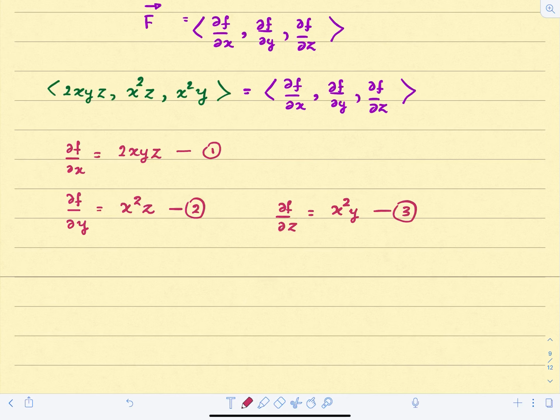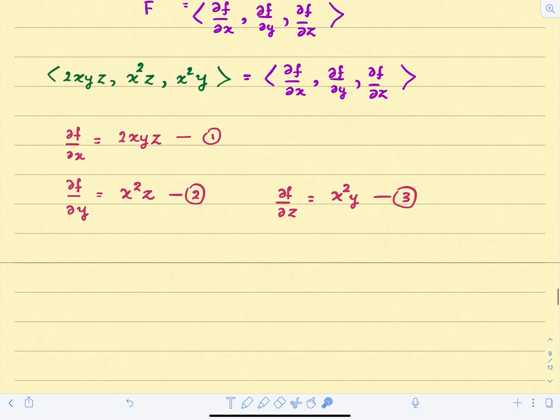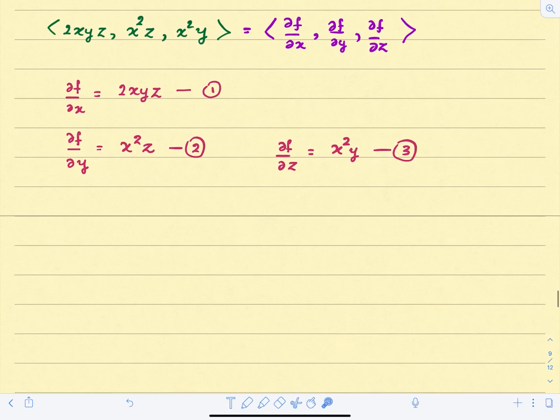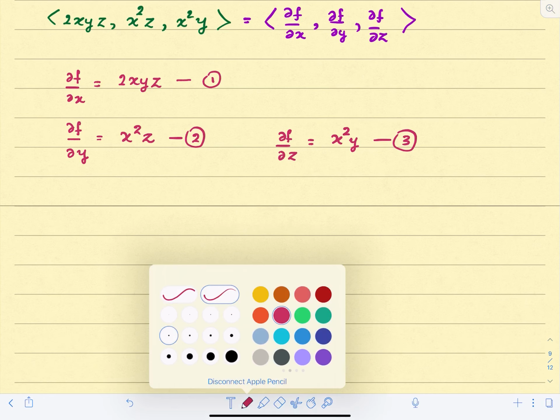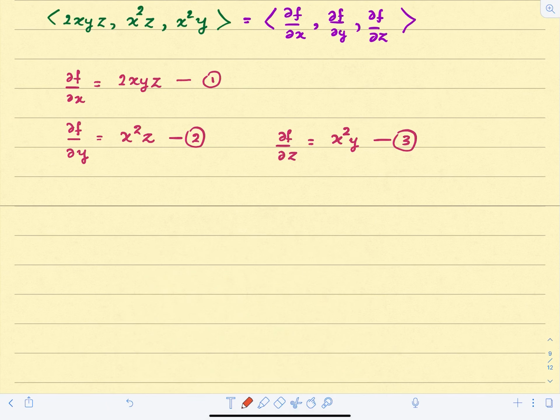Okay. So basically we know the derivative of f with respect to the x variable, the derivative of f with respect to the y variable, and the derivative of f with respect to the z variable, and somehow we need to figure out this original little f. Again, the process is very similar to the previous example. So usually I start with equation 1.